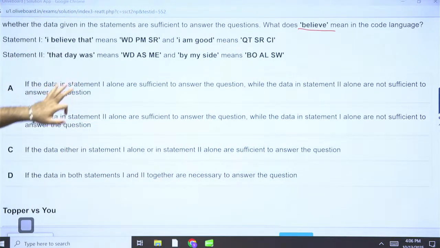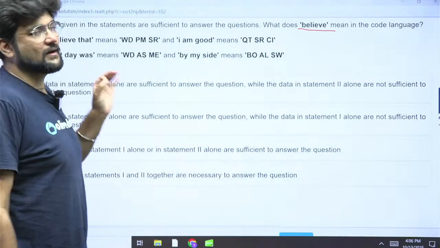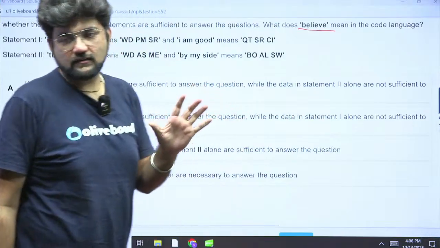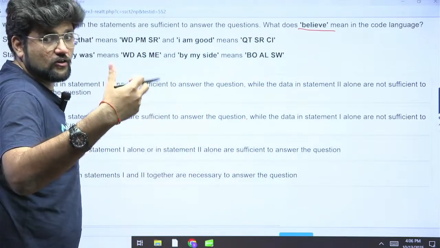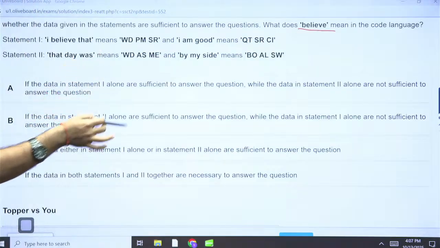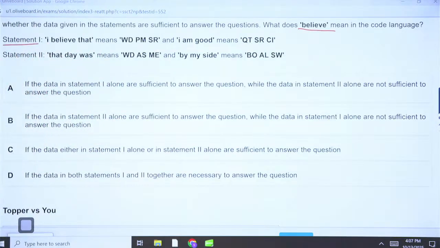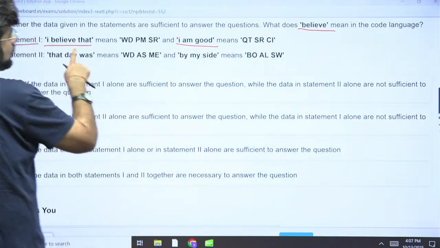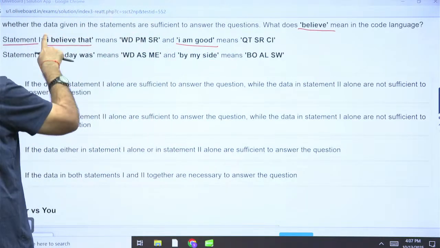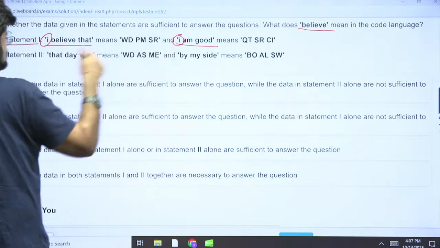In one alone, okay. Two alone, okay. Either one or two alone, okay. And both, okay, cool. So no matter what, you are going to get the answer. That is for sure. I mean, there is no option where they are saying that none of the data is sufficient. Now you look at the first statement. The moment you look at the first statement, you see that I believe that I am good, and you need the code for believe. You can get the code for I only from this. So one alone is not sufficient.